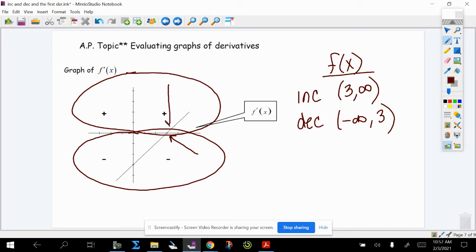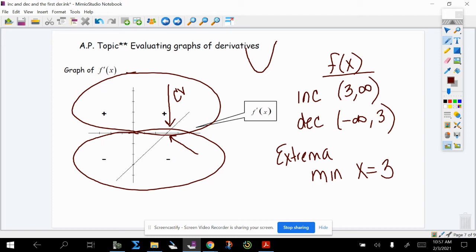Now, if it actually equals 0, that's a critical value. And so they could ask you what type of critical value it is. So they could ask you about extrema. Since the function, we now know, goes from decreasing to increasing, we know that that value must be a minimum. So we can say that there is a minimum at x equals 3. There are actually no maximums of the function because there's never a time where the function switched from increasing to decreasing.